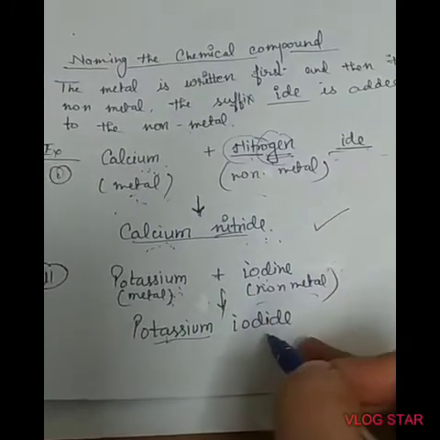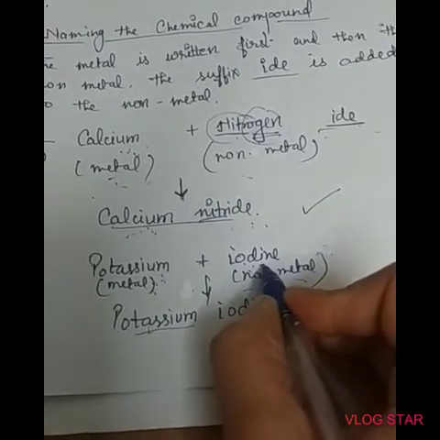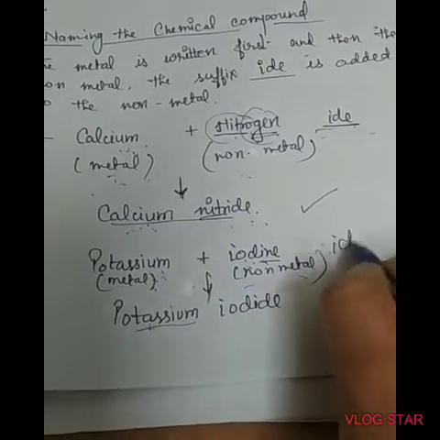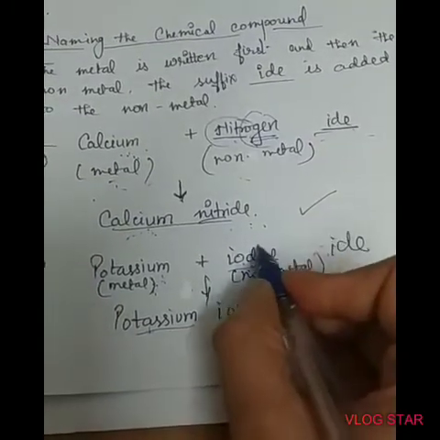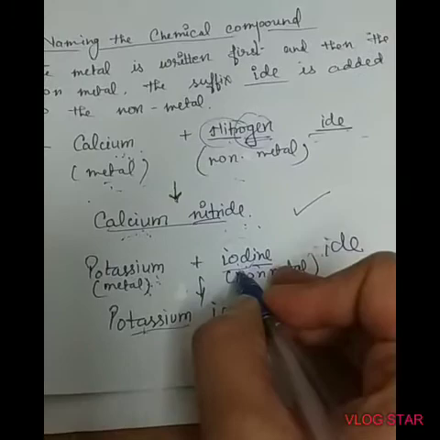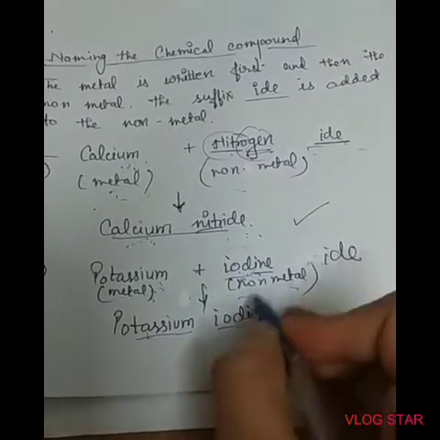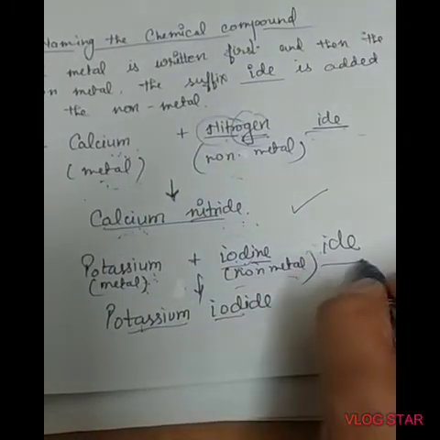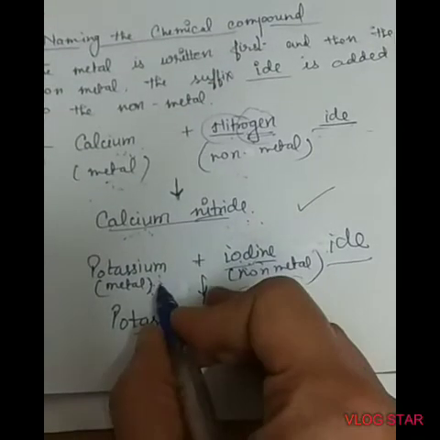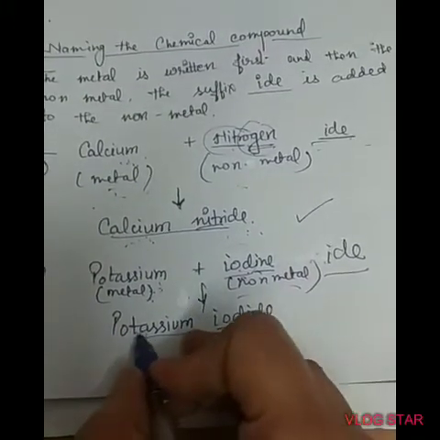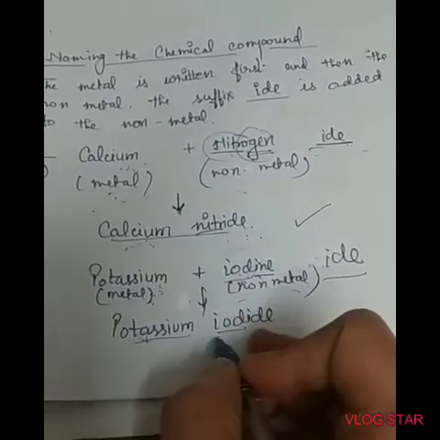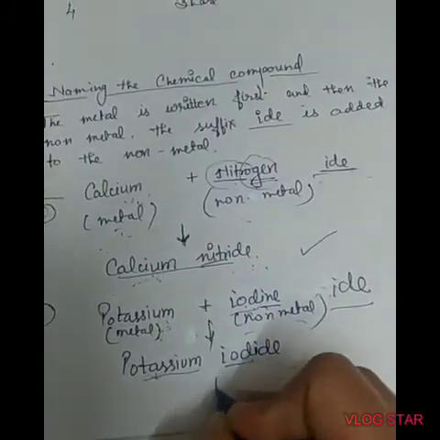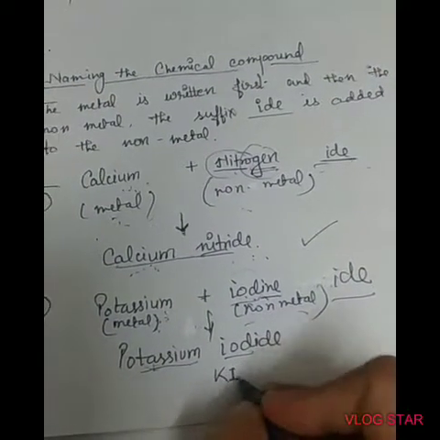And for the non-metal, we replace the suffix with "ide". The first part we write as it is, and we replace the suffix with "ide": iodide. Got it? For potassium iodine, the name is potassium iodide, and the formula for potassium iodide is KI.